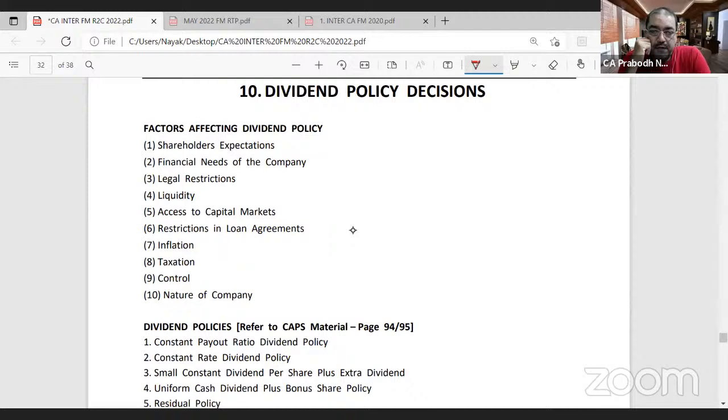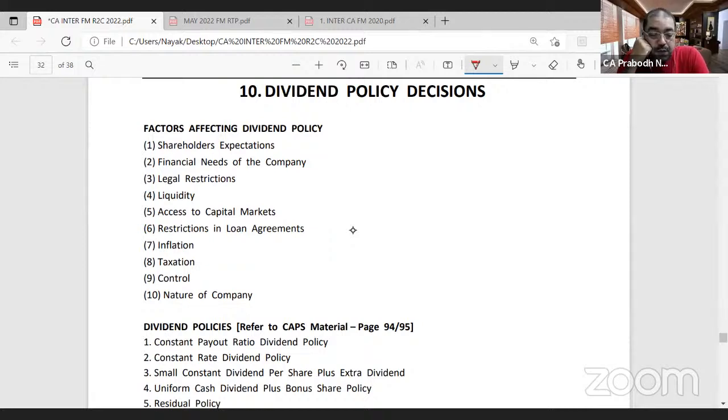Financial needs of the company. If you have a requirement of finance for expansion of business or purchasing some new assets in the near future, then you would not like to distribute the entire profits. You would like to retain a part of the profits. So the dividend payout ratio may not be 100%, it will be less than 100%.